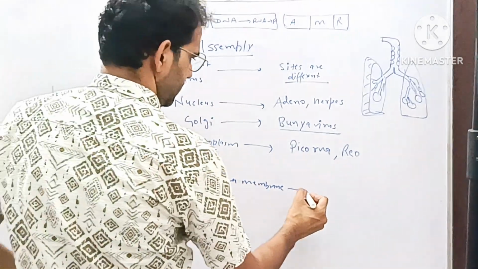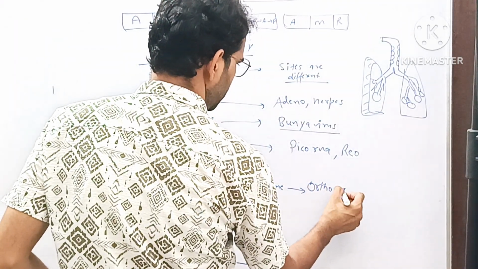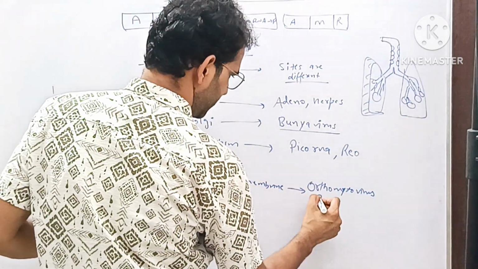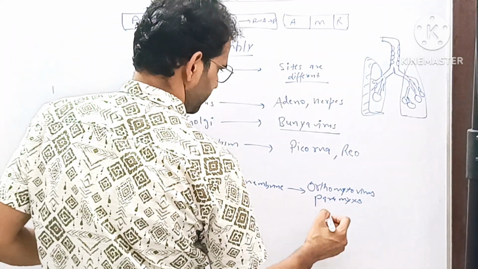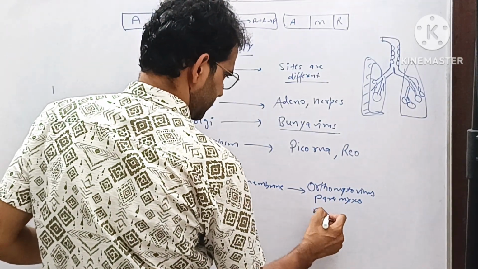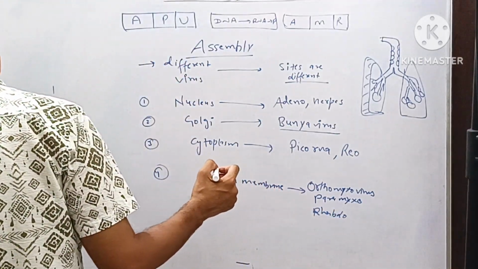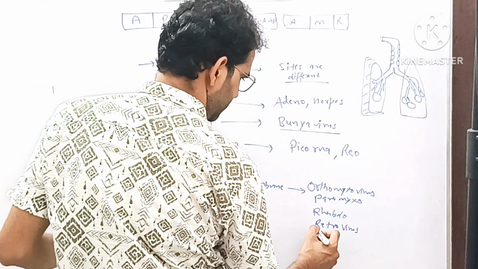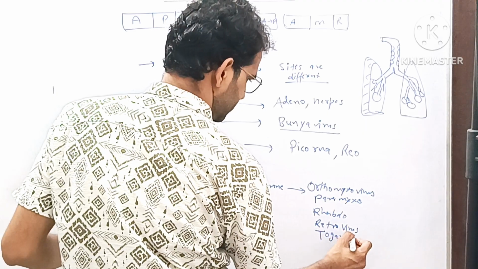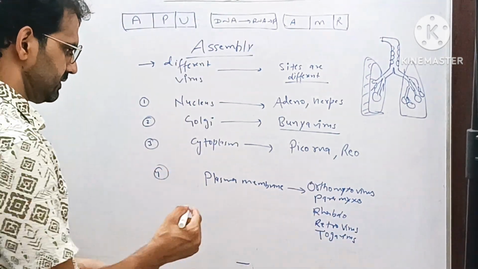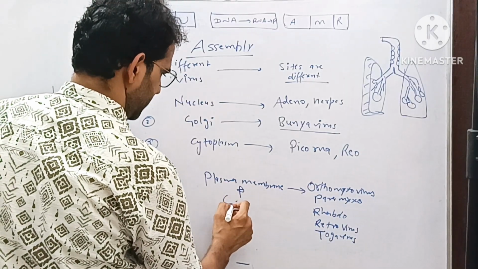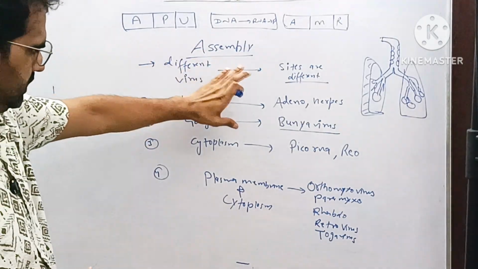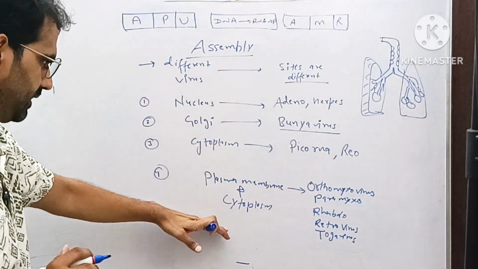Then the plasma membrane. At the plasma membrane are the orthomyxovirus, that is influenza virus, paramyxovirus, then rhabdoviruses, that is rabies virus, then retroviruses and togaviruses. So these viruses assemble at plasma membrane and cytoplasm, both places. These are the different viruses and the different sites of assembly.